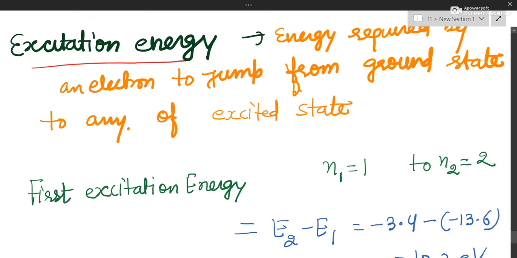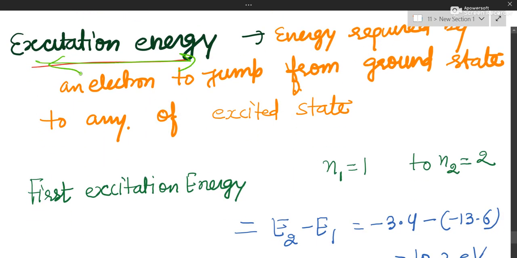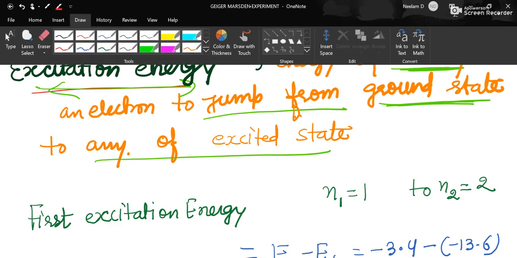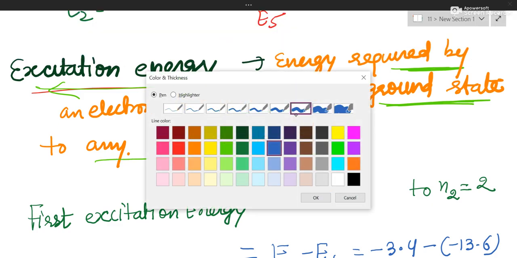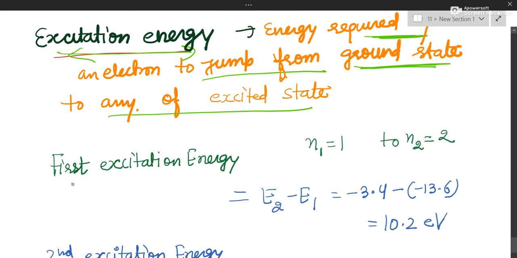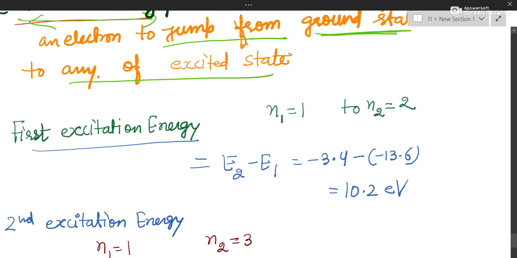Simply for memorization, excitation energy. Excitation energy means energy required by the electron to jump from ground state to any excited state. This is easy. For example, first excitation energy will be equal to jumping to 2 from ground. Ground is 1. So it's E2 minus E1. E2 I told you can calculate.